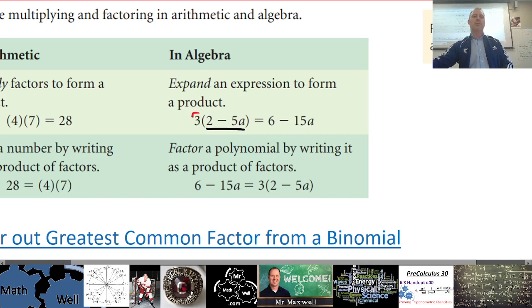But if you have a number 3 times a binomial 2 minus 5a, what you're going to do is take that 3 and multiply it in separately to both terms. So 3 times 2, you write that down, 6. And then 3 times negative 5a is negative 15a. And you write that down, and there's your expanded form, or your multiplication of those two factors, okay?